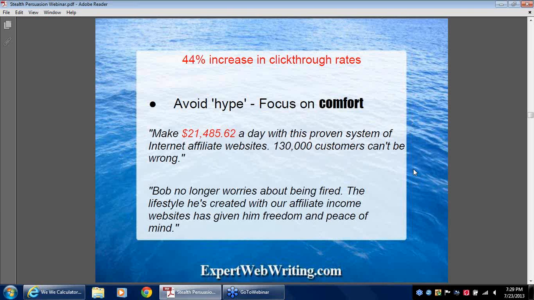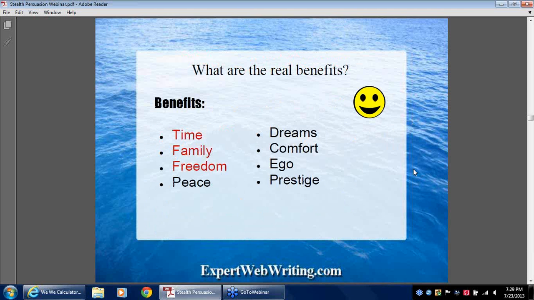So I was on to something here, I thought, and I realized that there are real benefits that people care about. You know, I'm not the first one to invent this stuff, but very few of us really realized what matters to our visitors. We know what matters to us, and we have to be able to reach in and project that out. Time, family, and freedom, the three big benefits here that people really care about. This is extremely important. Other ones are peace, dreams, always respect people's dreams, comfort, ego, and prestige.